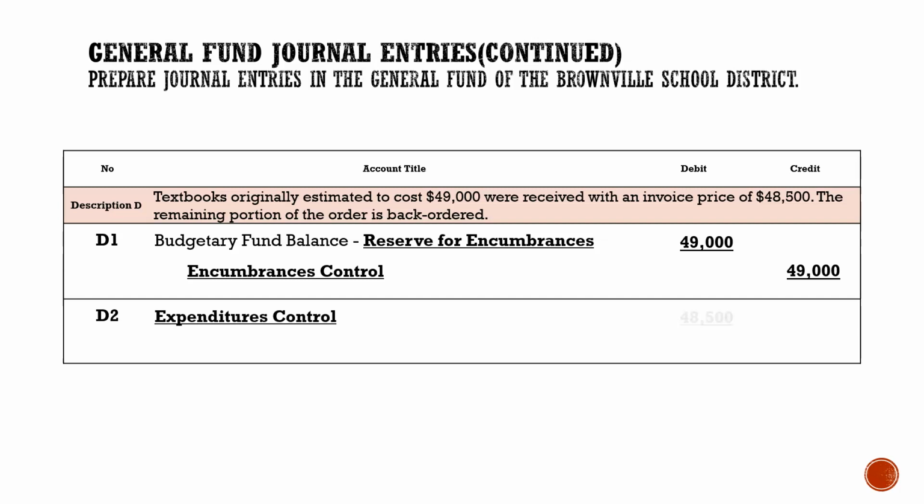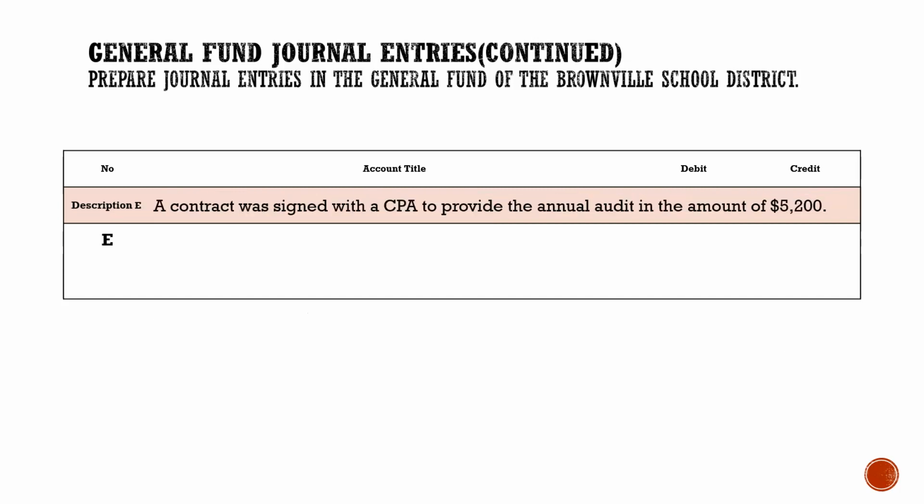And then simply have an expense. The expenditures control account is going to be that $48,500, which is what we actually paid for it. And again, there were no keywords telling us that we paid cash, so we assume that we used accounts payable to pay for that. So again, a little bit of a confusing journal entry, but if you just remember that you have to unencumber the estimated amount, you'll be fine. But if you do have questions, please contact me. Again, always happy to walk you guys through these things.